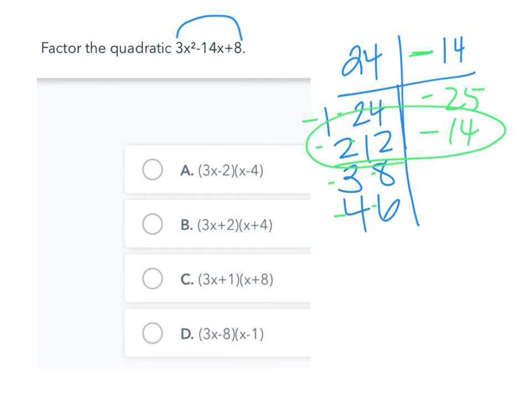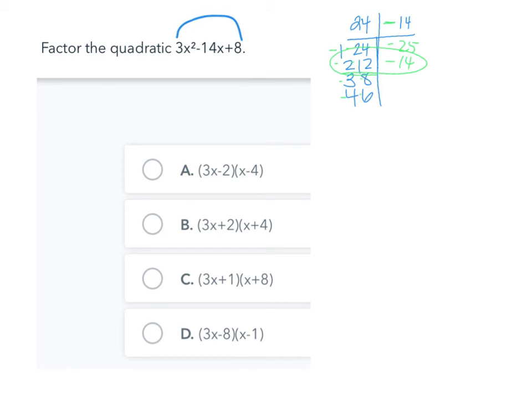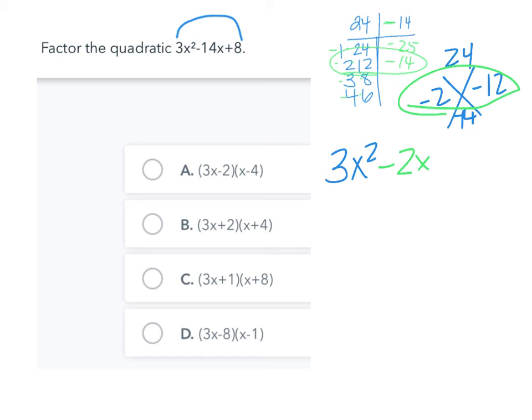Good. So if you're more of the Xbox kind of guy or gal, you might have done this, 24 and -14, and then you would have gotten -2 and -12. Now I have to do what's called splitting the middle term. So I have to take the 3x squared, and then I got to take these two guys and split it, -2x minus 12x, and then keep that 8 on the end. Then I've got to group them together, so these guys go together and these guys go together, and I've got to factor out a GCF.